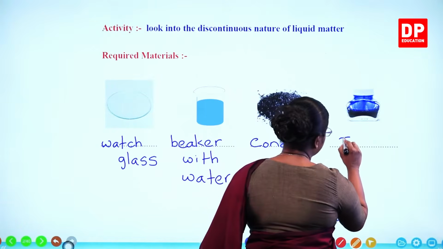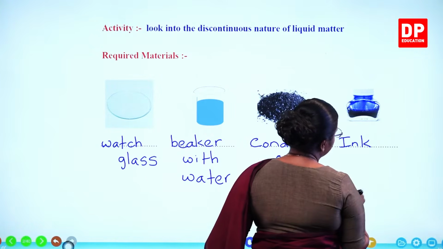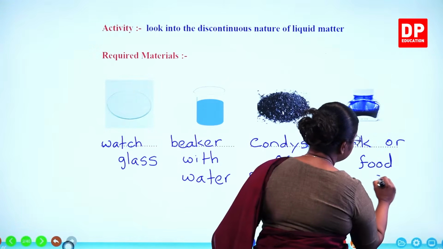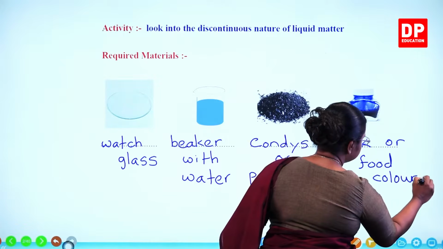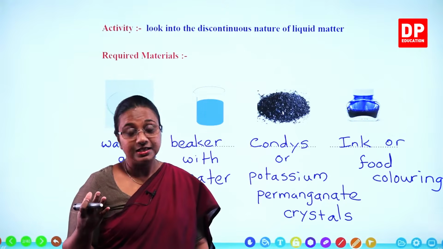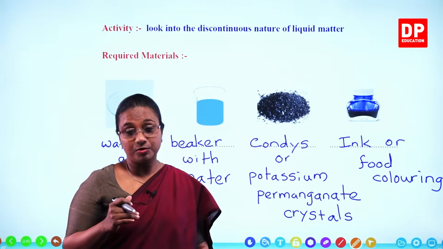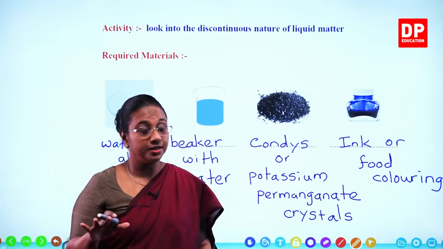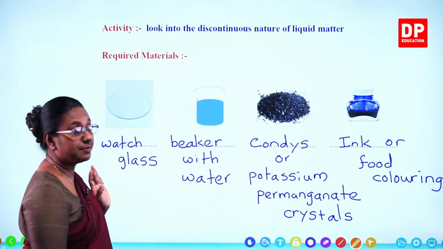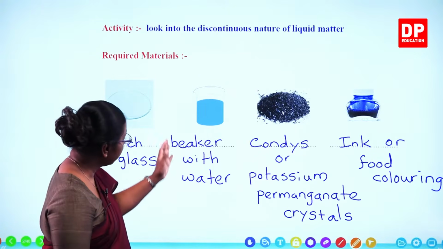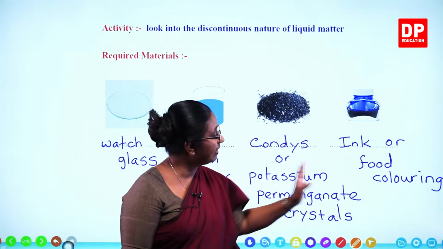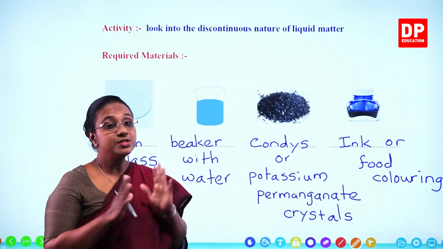Then we need ink. You can use ink or you can even use food coloring. Any liquid substance that has a color. So you can put a few drops of that liquid into water. So these are the materials. We need a watch glass to take the potassium permanganate crystals into it. We need a beaker containing water. So water is one liquid, and also we will be using ink. So this is what we'll be doing.